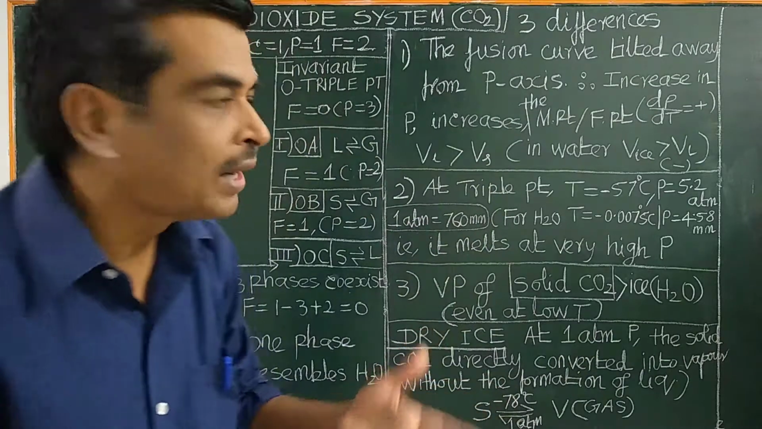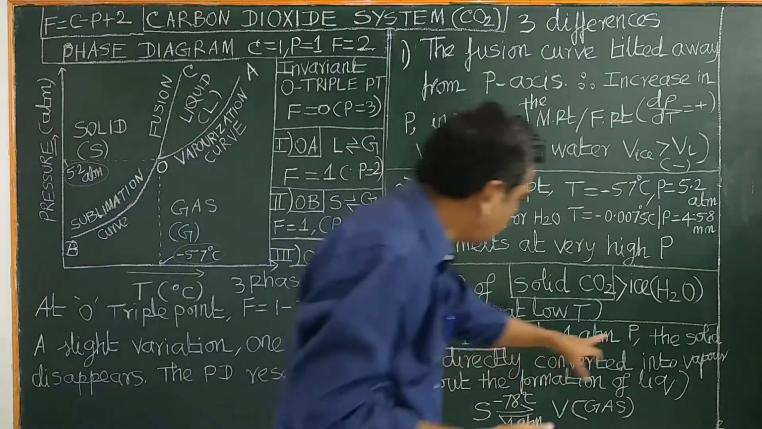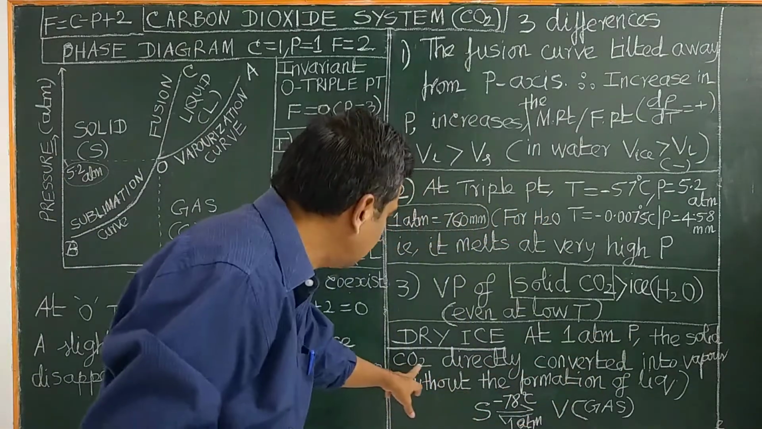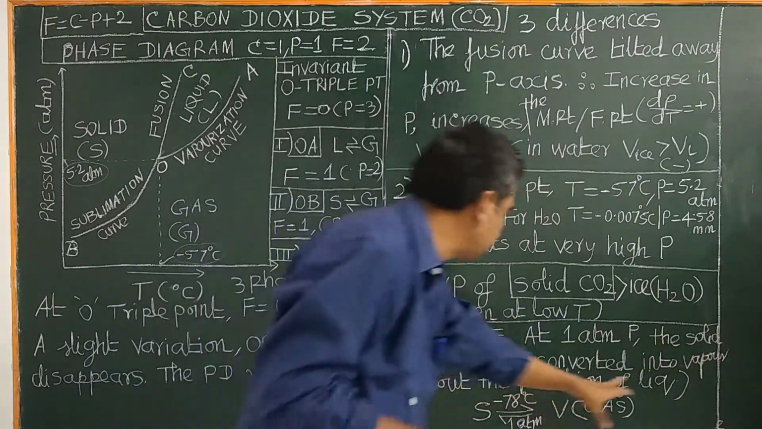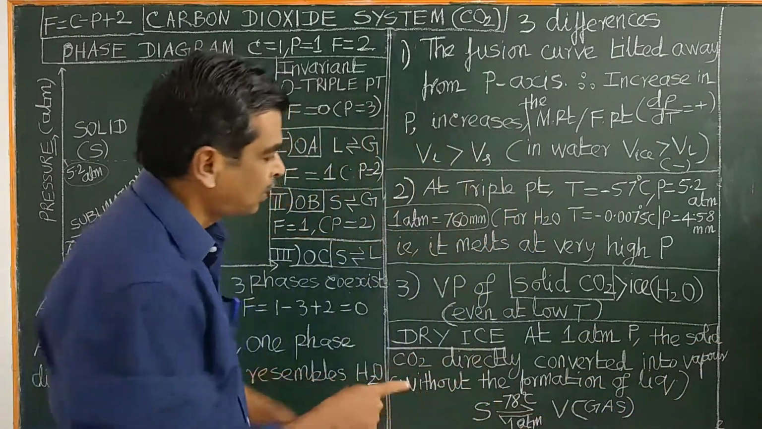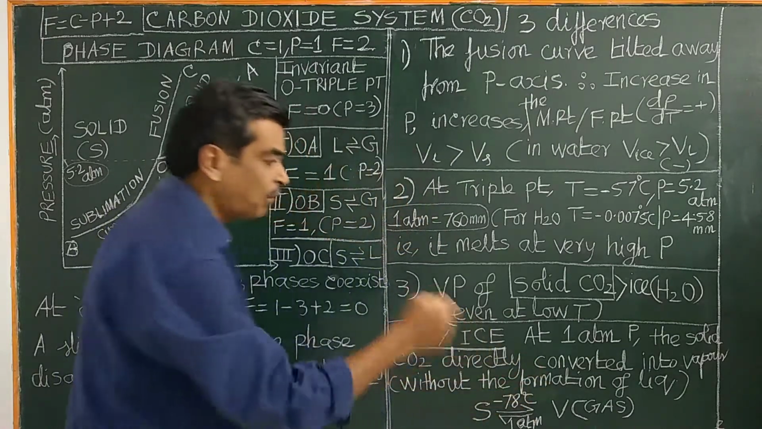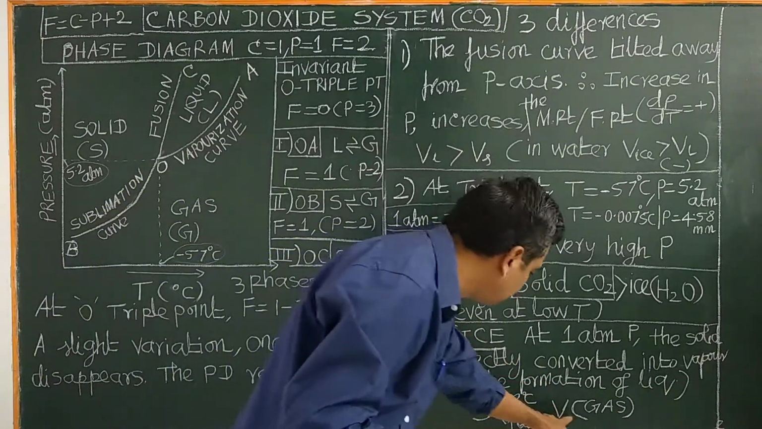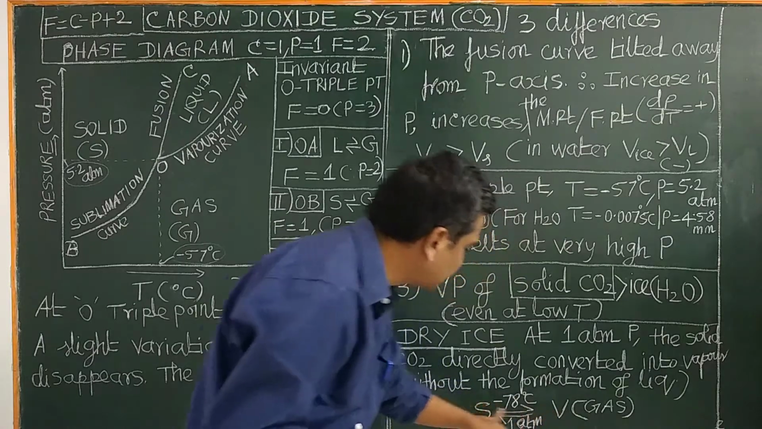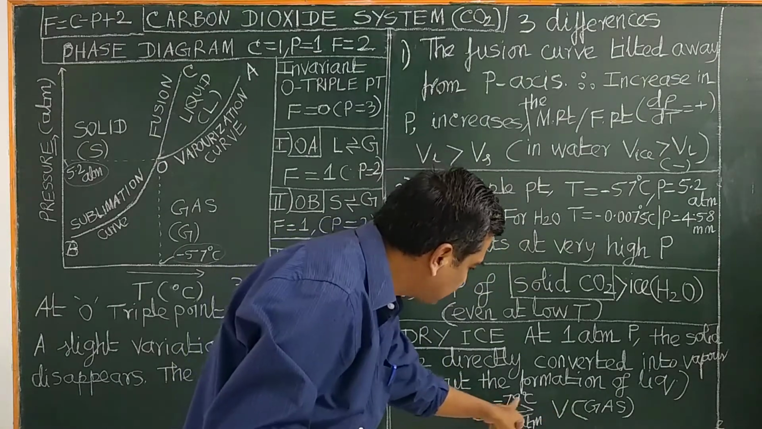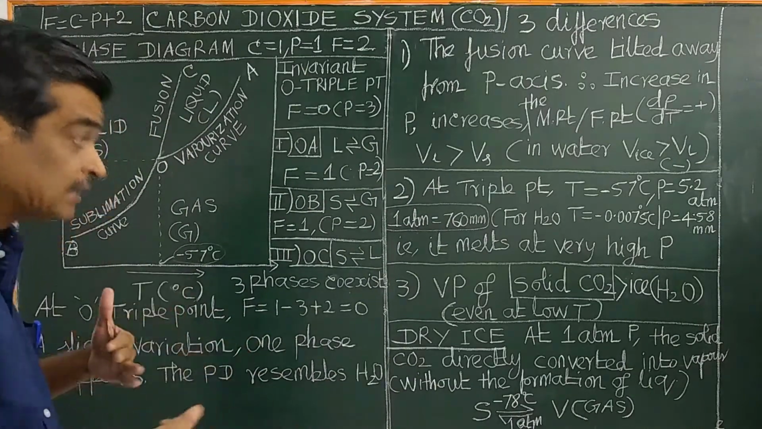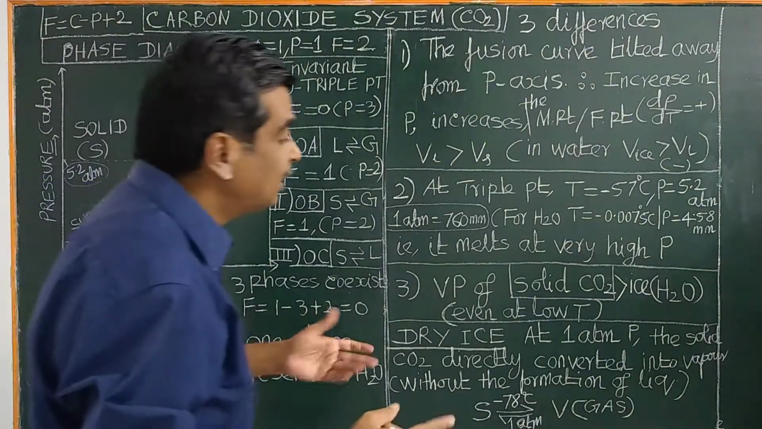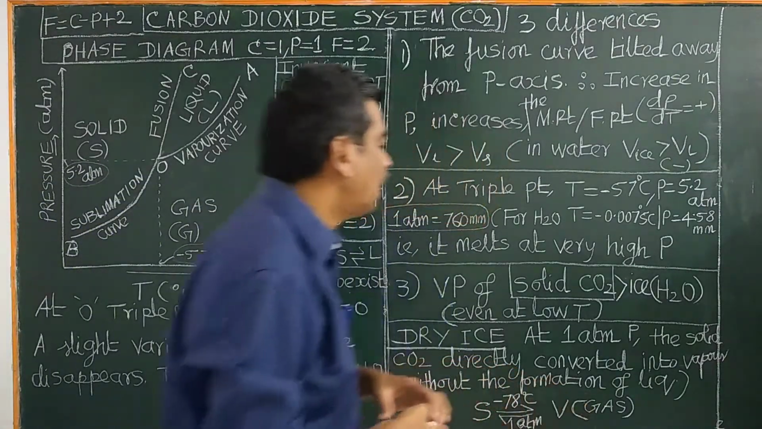Therefore, it is called dry ice. Why is it called dry ice? Because at 1 atmospheric pressure, solid carbon dioxide is directly converted into vapor without the formation of liquid. That can even be expressed in the form of an equation: solid is converted into vapor at 1 atmospheric pressure and minus 78 degrees Celsius. Even at minus 78 degrees Celsius itself, it is directly converted into gas.